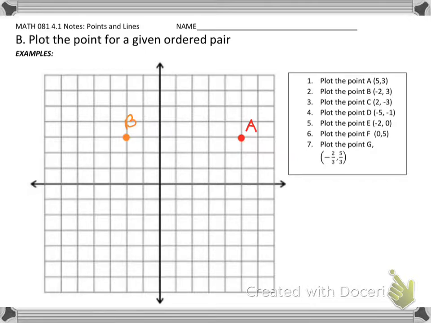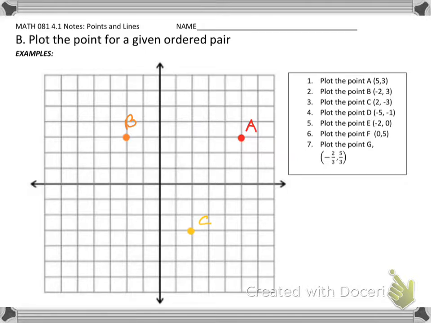Again, remember, it's always a good idea to pause the video, try to do some of these on your own, and then unpause the video and check your work. All right, point C, we need to go to the right 2 units, and then we need to go down 3 units. And that's where we're going to land. Okay, so point C is right here.